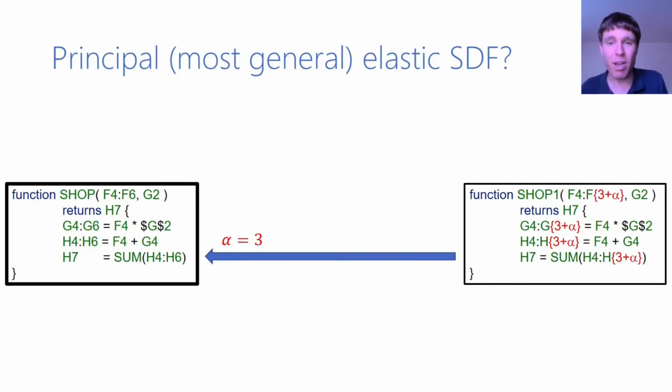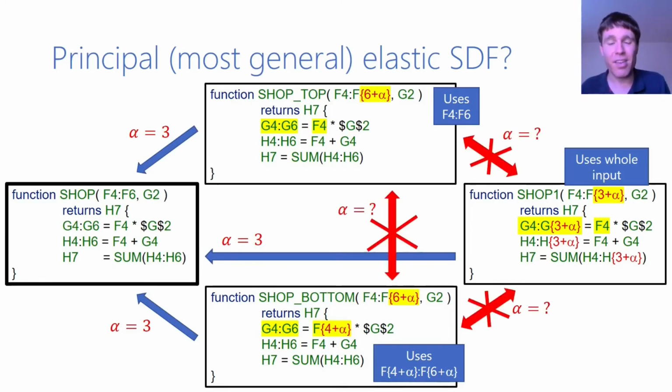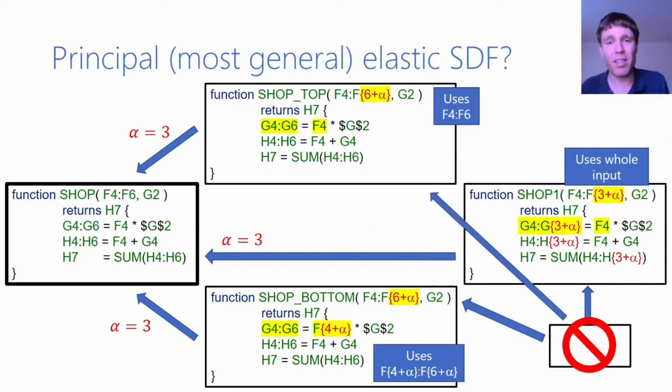Unfortunately, there are several problems that can cause there to be no principal generalization. We'll look at one of them. In addition to SHOP1 that we saw earlier, SHOP has two other contrived but well-defined generalizations, one that uses only the first three items of the input and one that uses only the last three. None of these generalizations can be converted to any of the others by substituting for alpha, and since they can all give different answers on the same input, it should be intuitively clear there isn't a principal generalization that's more general than all three. The user probably wants SHOP1, but we have to formalize that somehow.